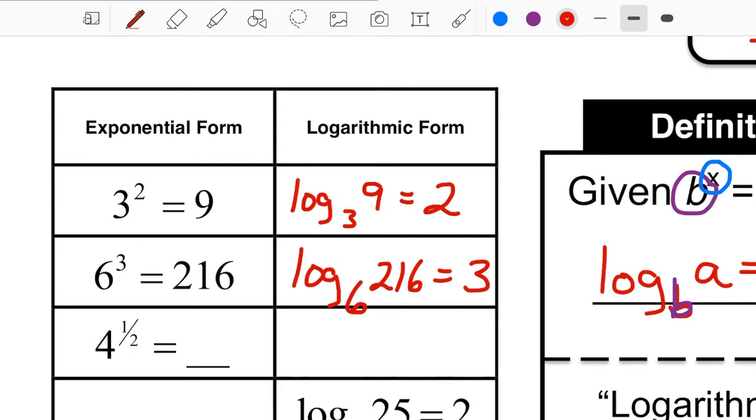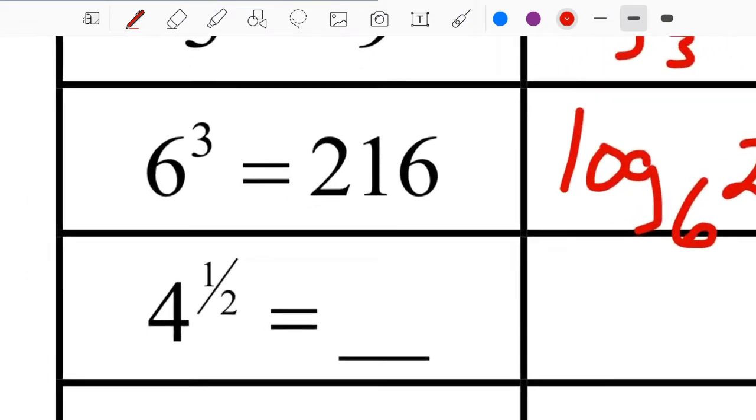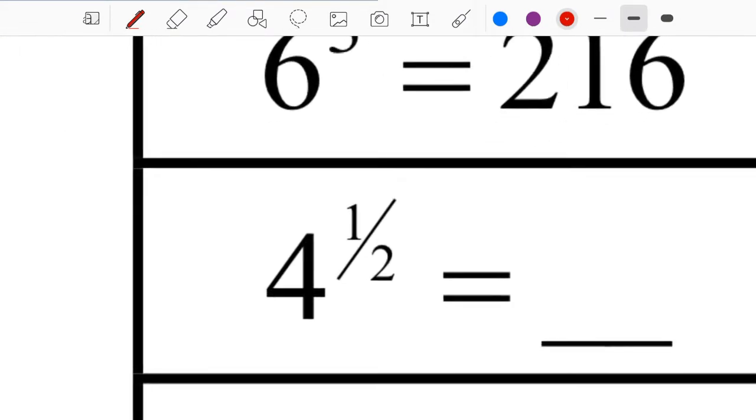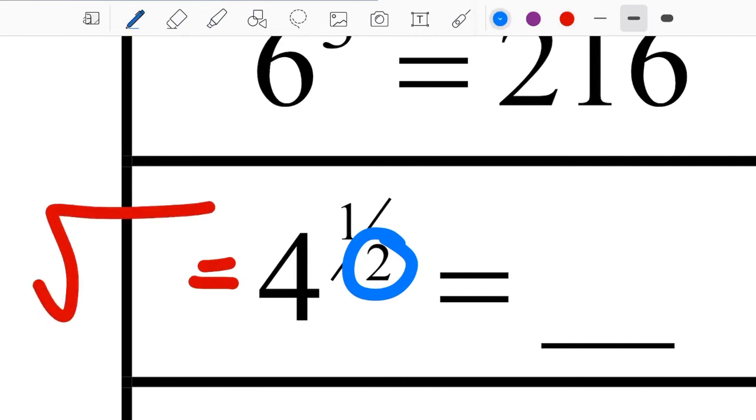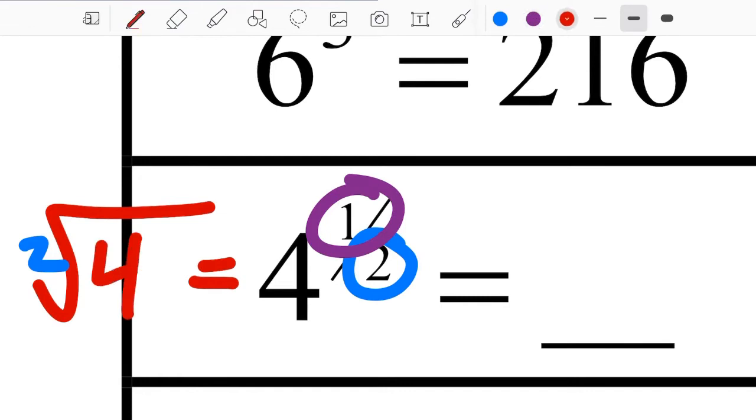How about 4 to the 1/2 power? Now, I left this blank so that we could just talk one more time about how to do an exponent that's a fraction. Remember that when you see a fraction, the denominator is the root. So this problem is going to end up being a square root. And remember that the numerator is the power. So this is going to end up being the square root of 4 to the first power. And so the answer to this would have to be 2.